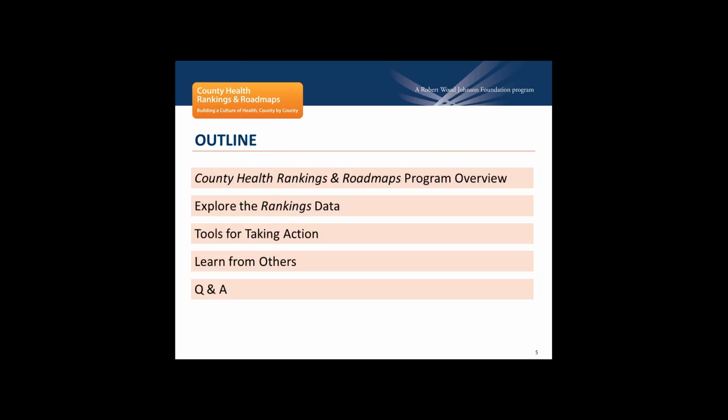So here's a look at what we're going to talk about today. We'll start with an overview of the County Health Rankings and Roadmaps program, and then we'll demonstrate how you can use our site to explore the rankings data. We'll also talk about tools for taking action and take a look at how the Roadmaps Action Center can help you move forward with action and how you can learn from others. Throughout the webinar, we'll head over to the countyhealthrankings.org site to see how the site functions, so you'll walk away from today's webinar able to confidently navigate the site.